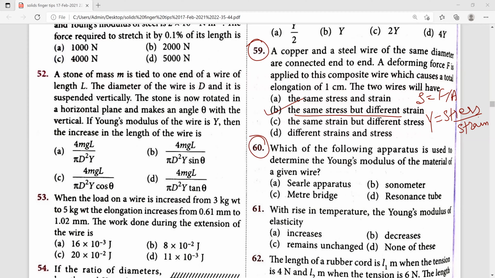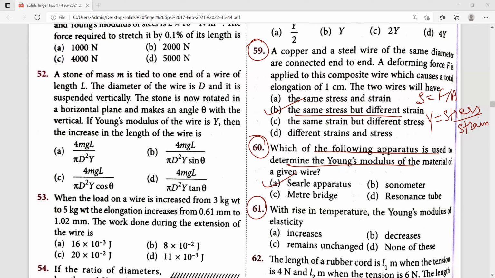60th one. Which of the following apparatus is used to determine the Young's modulus of the material of the wire? So this is very easy. You yourself can answer this one. Young's modulus of the material of the given wire is determined by using which apparatus? Searle's apparatus. Therefore, A is the right answer.